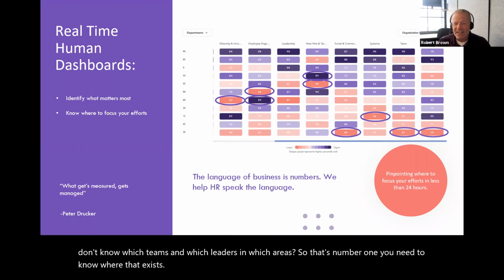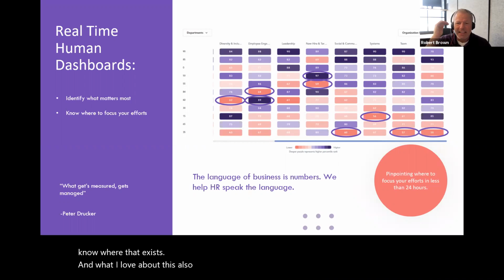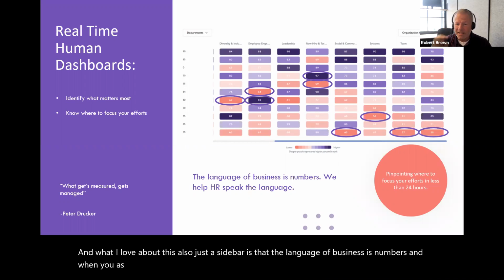And what I love about this also, just a sidebar, is that the language of business is numbers. And when you, as a people leader, come in and have this conversation and bring this type of data to your executive team, this is what they understand.